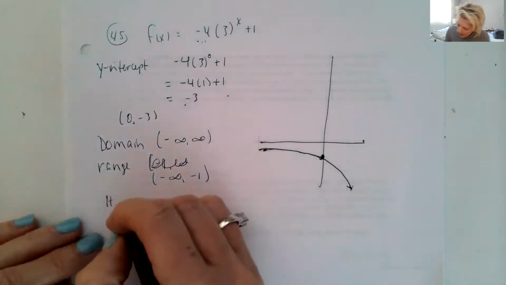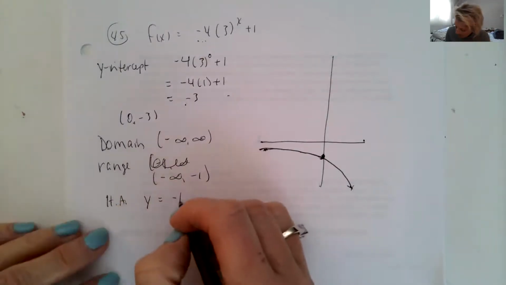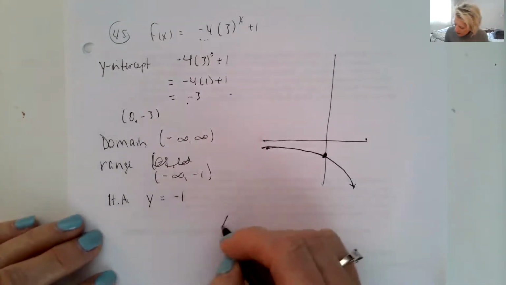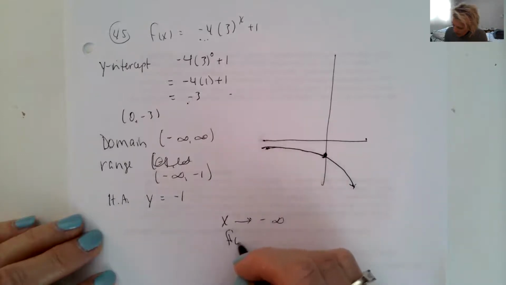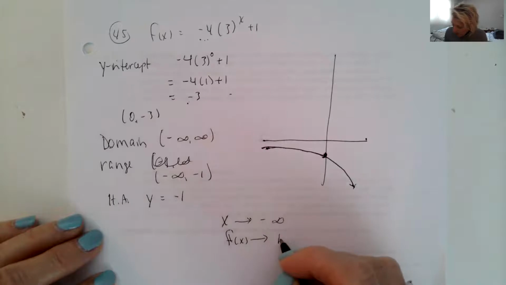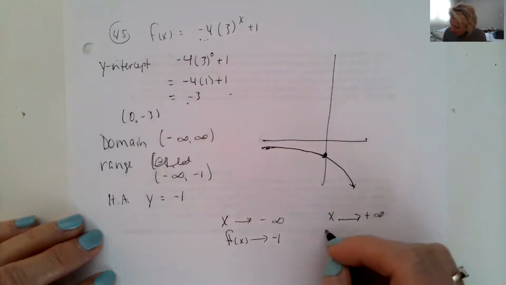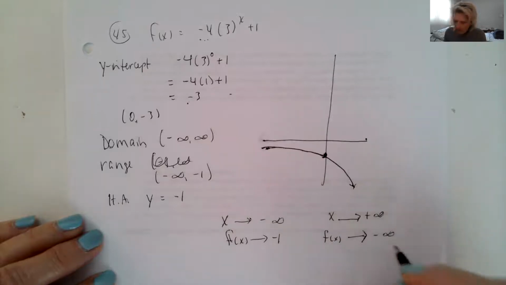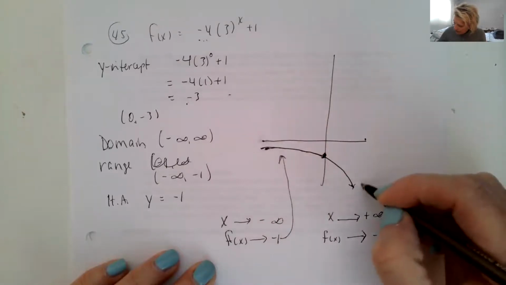The horizontal asymptote is going to be at y equals -1. And as x approaches negative infinity, the function is approaching -1. And then as x is approaching positive infinity, the function is approaching negative infinity. That's this here, and that's this here.